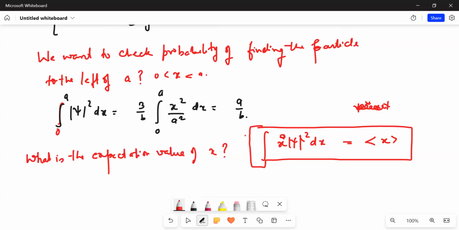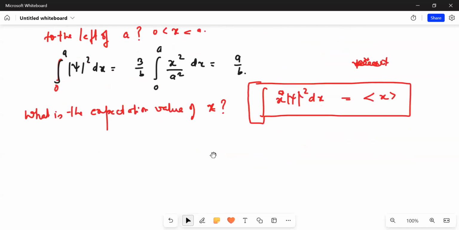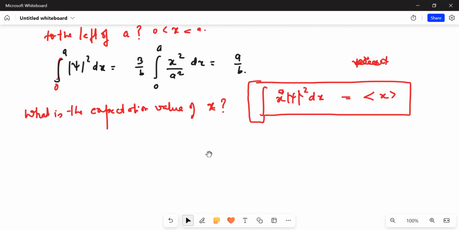3a square by 4b. Yes, it will be 3a square by 4b, sir. No, some other answer is coming. Just try to find it. What is the expectation value of x? Okay, it's not this only. I'm not saying expectation value of x to the left. I'm saying expectation value in general. So what would be expectation value?